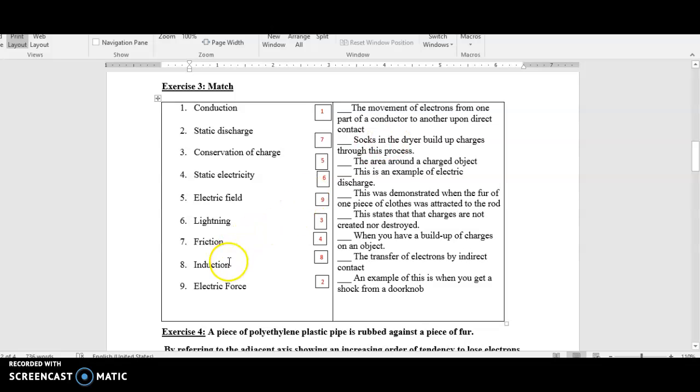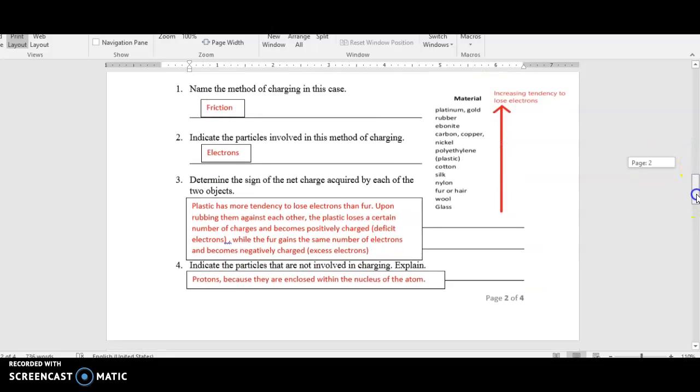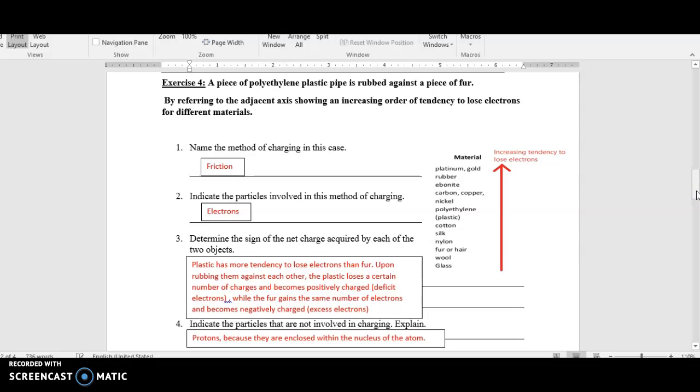Induction is the transfer of electrons by indirect contact. So it's like the example of the electroscope when we approach a rod to the knob without getting it in contact, causing repulsion or attraction of electrons and so on. Electric force was demonstrated when the fur of one piece of the cloth was attracted to the rod. Okay, you can go back to the activity of the course.